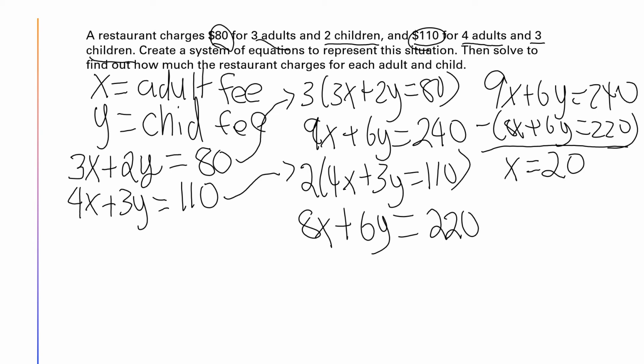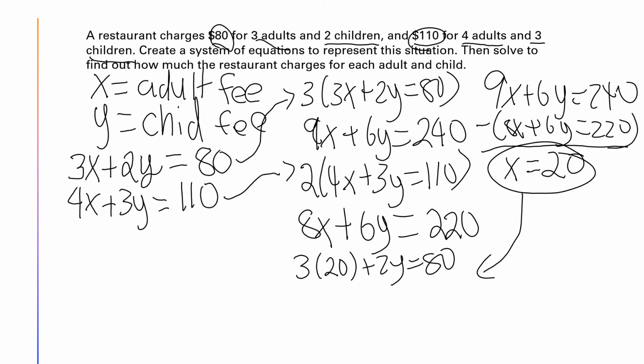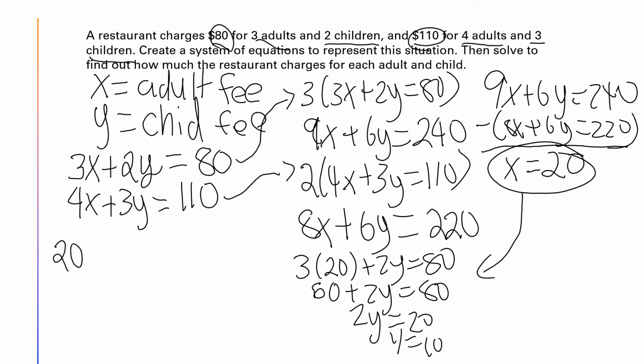So x equals 20, and we take this value of x and sub it back into the first equation to get 3 times 20 plus 2y equals 80. So 60 plus 2y equals 80, 2y equals 20, and y equals 10. So the restaurant would charge $20 for each adult and $10 for each child.